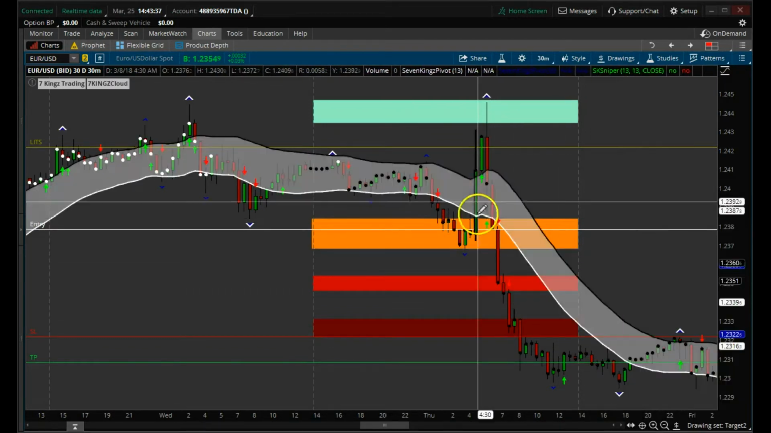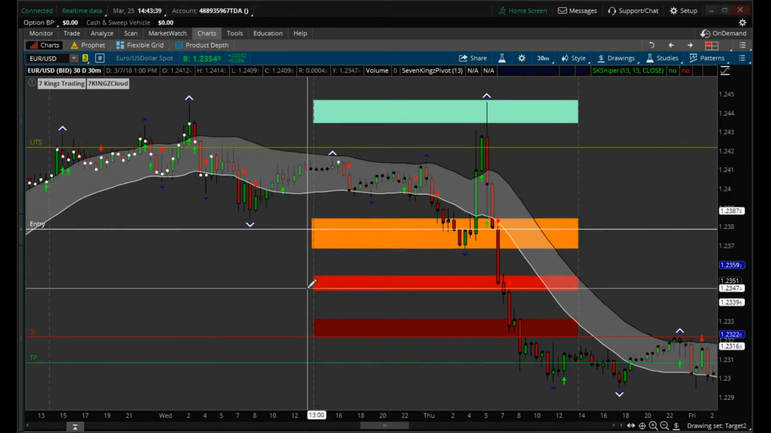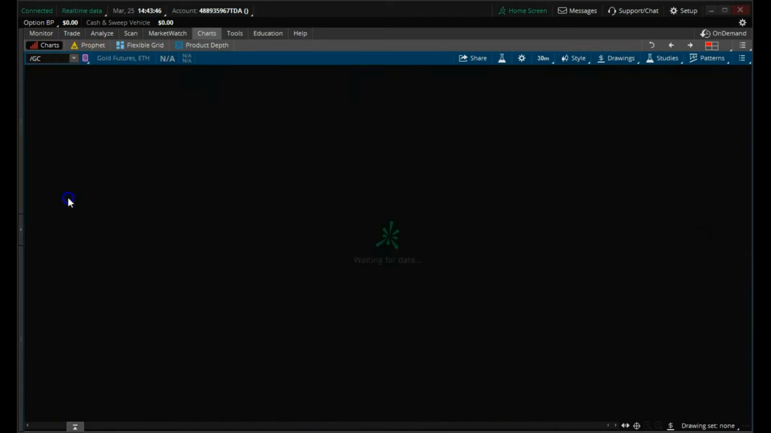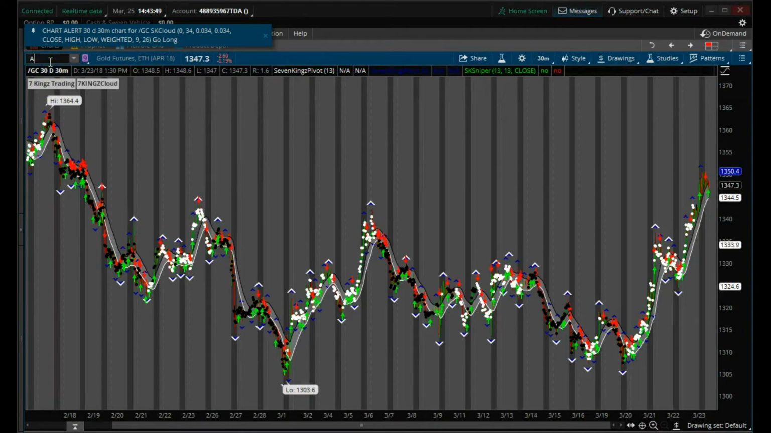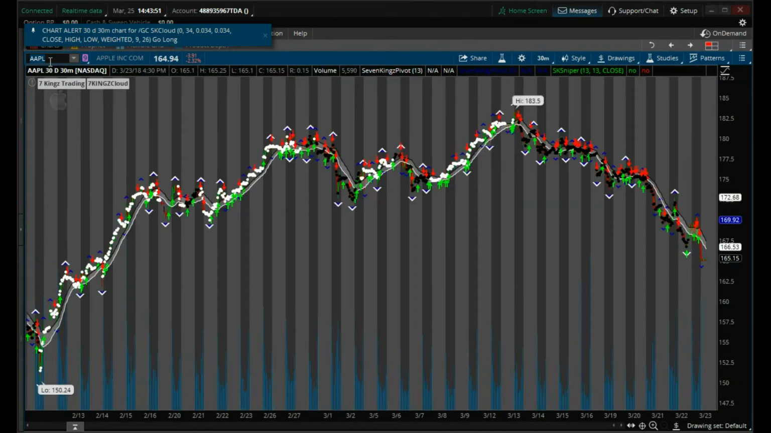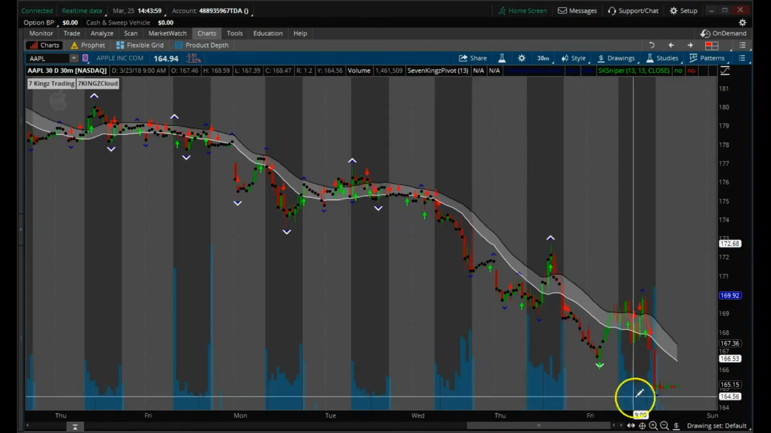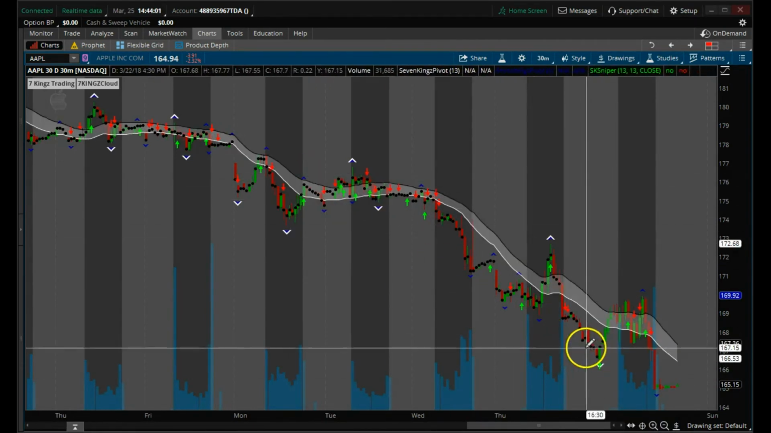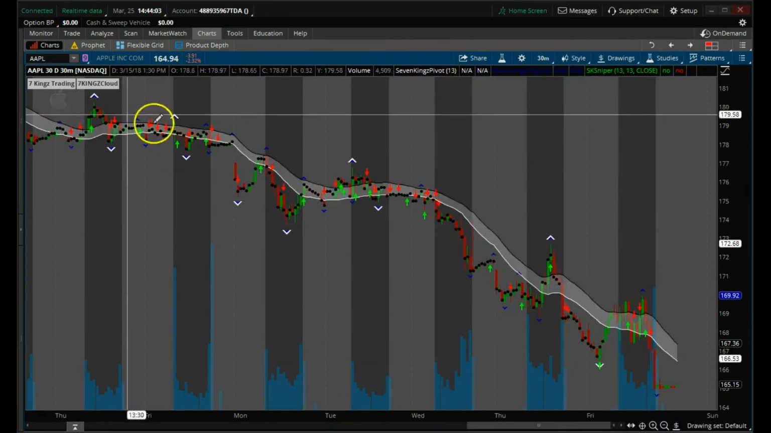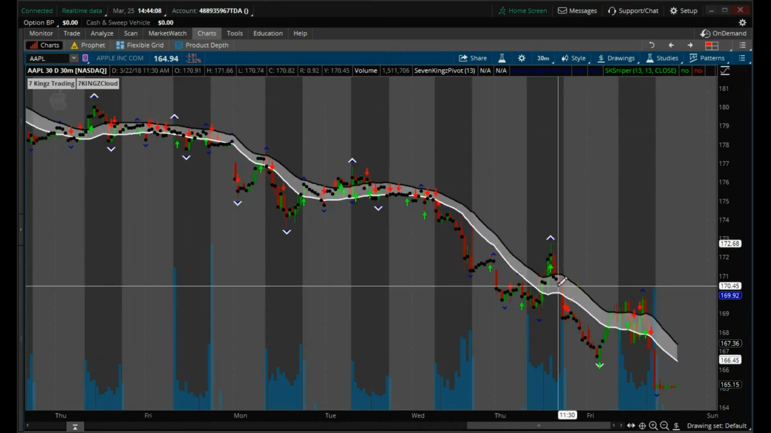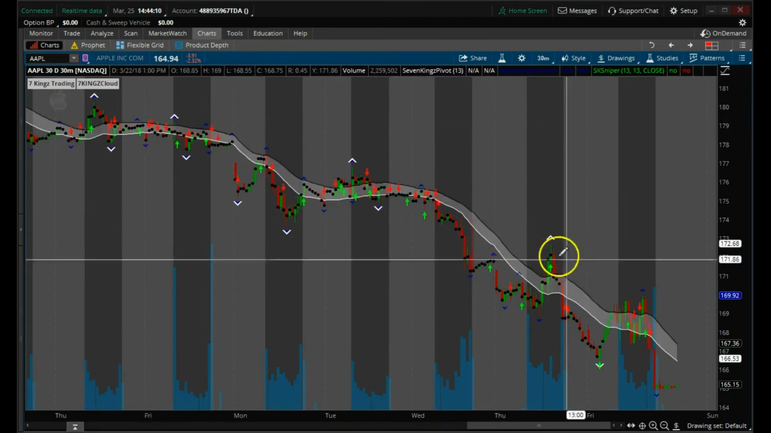And so anyway, that's our cloud system. As you can see, it works on Forex, it works on futures. We could pull up a stock if you want to. Let's go Apple. And as you can see, same thing applies. And I mean, you don't really have to go into too much to see that that was a very bearish, looks like a good 2 weeks or so of just bearish momentum.